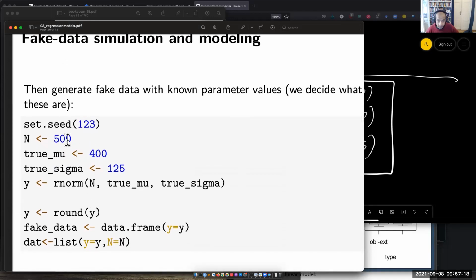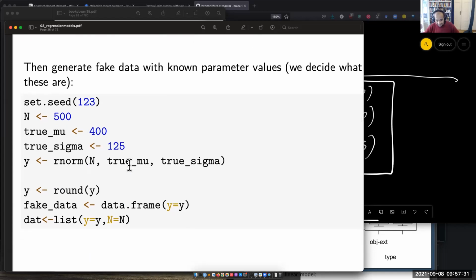What I do is I'm going to first generate this fake data. So I will generate 500 data points with a true mu of 400, a true sigma of 125. Notice that these are point values now. Okay, so I actually have a gold standard now. I'm playing God basically, because now I'm pretending that I actually know the mu and sigma. This is never true in real life. But in this simulated world, I do know the true values, right?